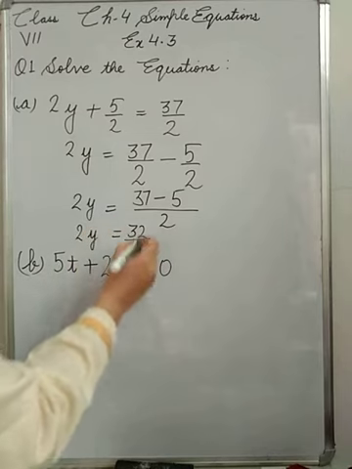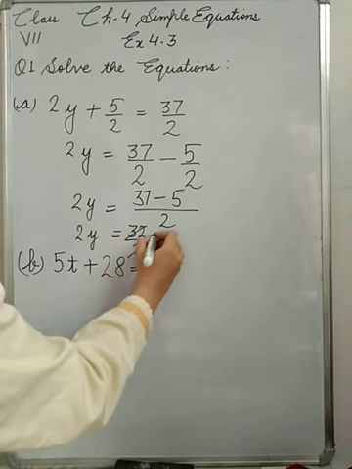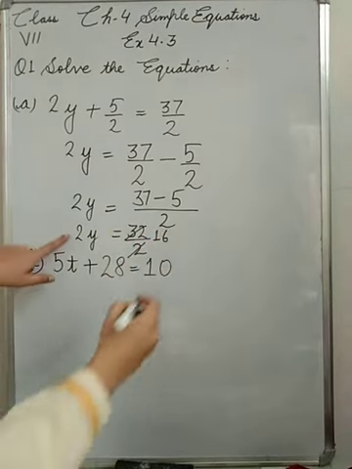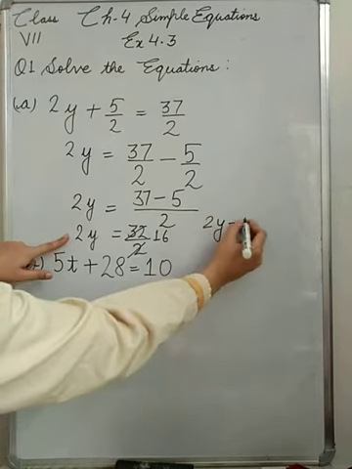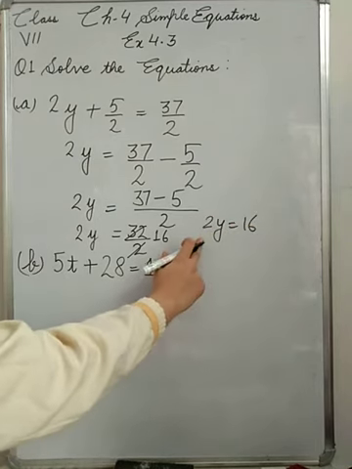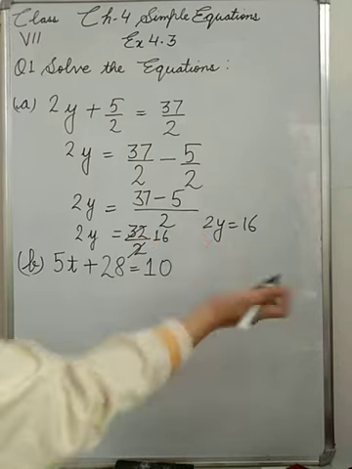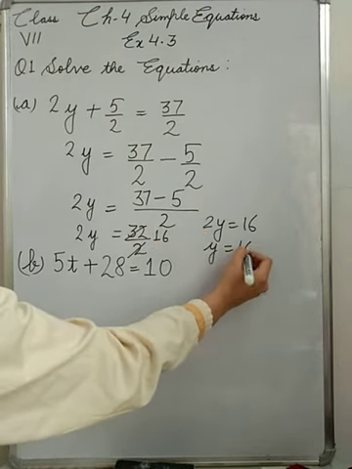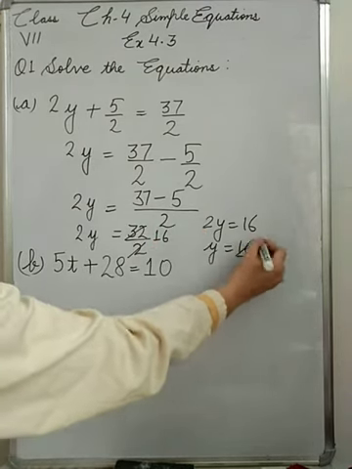Here 2y is there, it will become 1 and 6. So now we are here, 2y equals 16. That 2 is in multiplication. Go to the other side, it will become division. So the answer is 8.